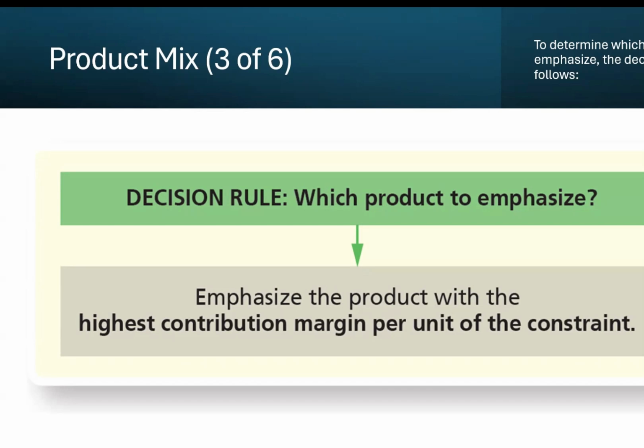However, an important piece of information is missing: the time it takes to make each product. Assume that standard tablets require 7.5 machine hours to produce, and premium tablets require 10 machine hours to produce. The company will incur the same fixed costs either way, so fixed costs are irrelevant. Now, which product should it emphasize? Well, to maximize profits when fixed costs are irrelevant, the decision rule is to emphasize the product with the highest contribution margin per unit of the constraint.